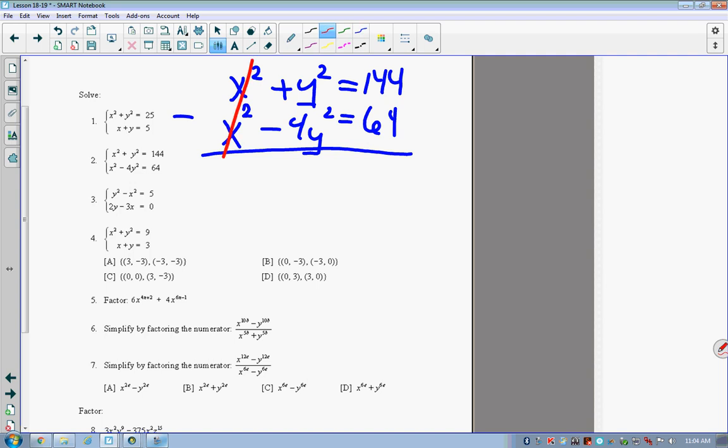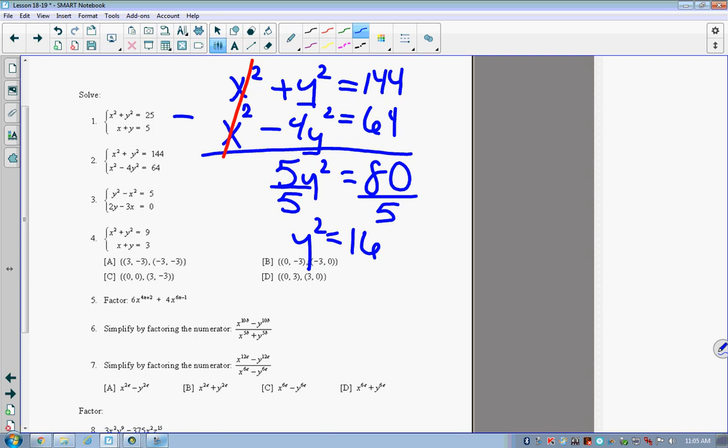Now I have to be careful here because I have 1y squared minus negative 4y squared. So plus, so I have 1 plus 4, so I get what? 5y squared. All right, now I have to remember 144 minus 64. 80. All right, so now I'm just solving for y. What do I do here? Divide by 5. Okay, so I have y squared equals what? What's 80 divided by 5?